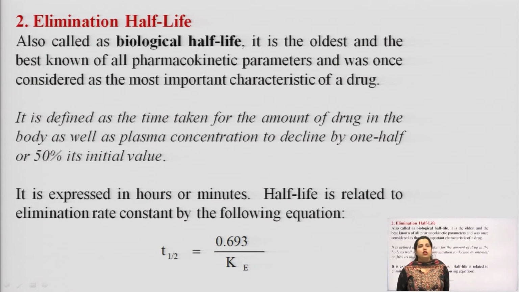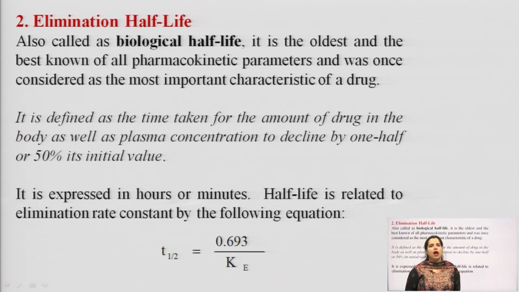Second is elimination half life, also called biological half life. It is the oldest and one of the best known of all pharmacokinetic parameters and was once considered the most important characteristic of a drug. It is an important parameter to identify the drug characteristics.